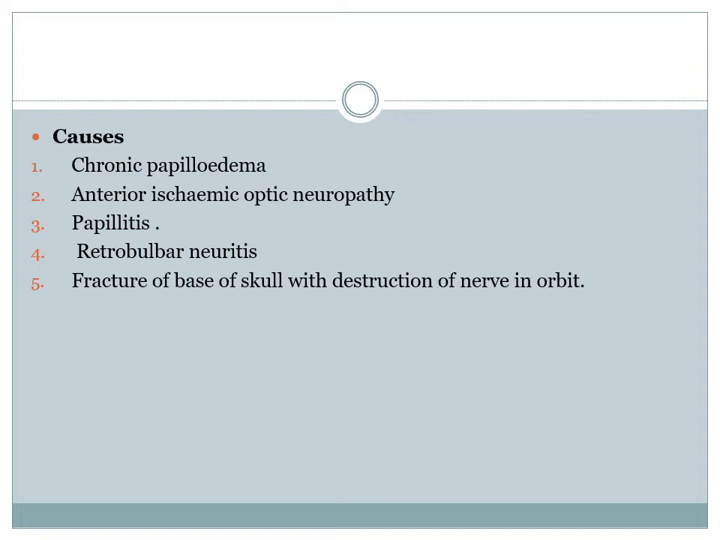Papillitis, optic neuritis, as we have already discussed. The atrophy subsequent to papillitis is secondary optic atrophy. Retrobulbar neuritis, I don't think it fits into this. It will lead to the primary type of optic atrophy. So I think you have to verify, but this should come under primary optic atrophy. Fracture of the base of the skull with destruction of the nerve in the orbit leads to secondary optic atrophy.